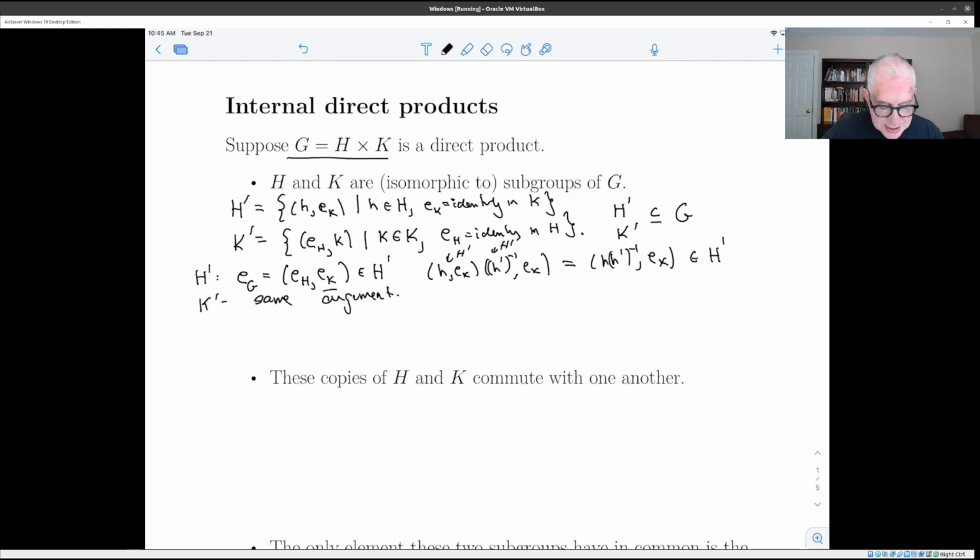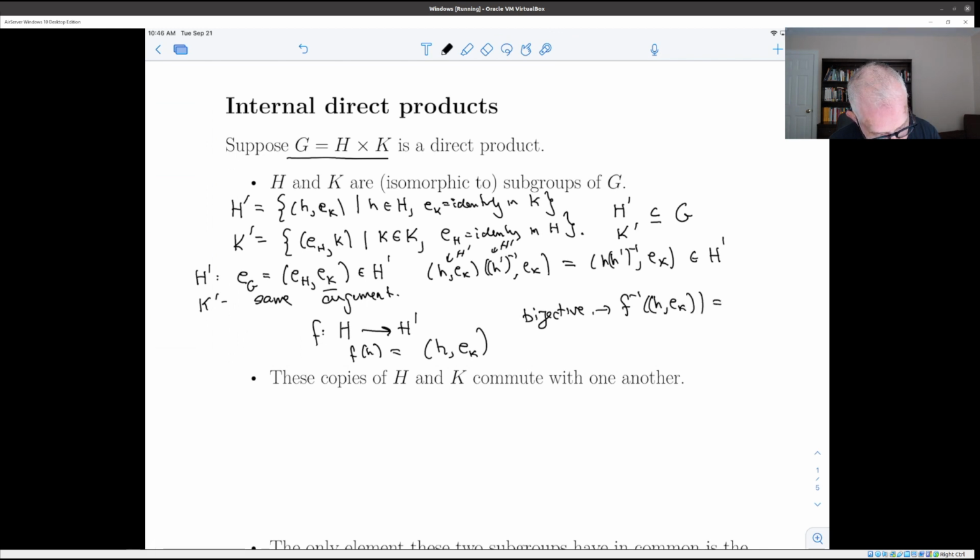And the isomorphism is we define f from H to H prime just by defining f of an element h of H to be the pair which has h as its first component and the identity element for K in the second component. And this is bijective because the inverse, if you have an element of H prime, you just take its first component, and that reverses the map. And since it has an inverse, it's bijective.